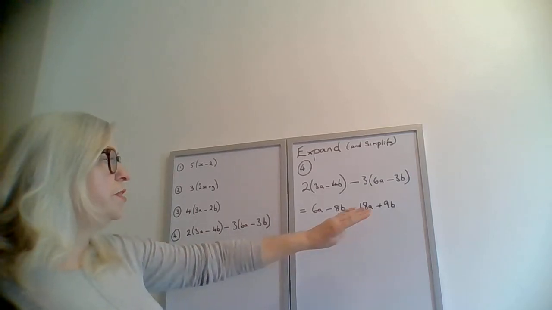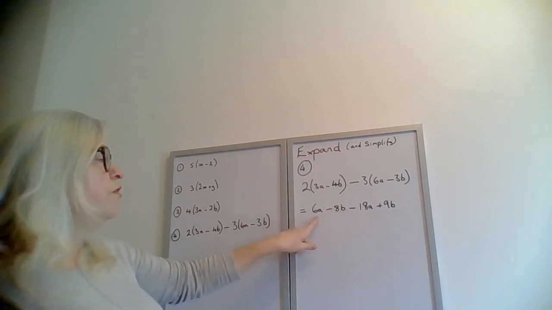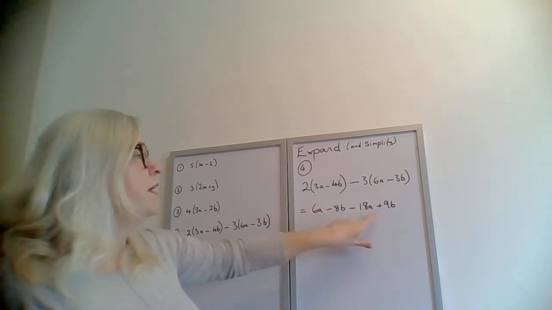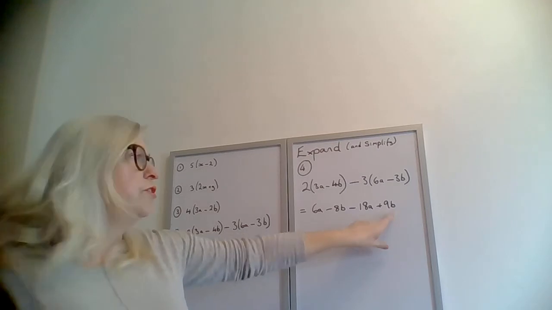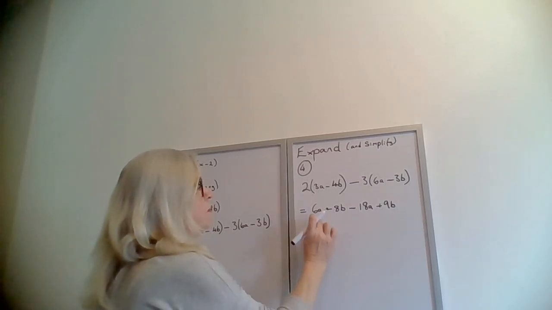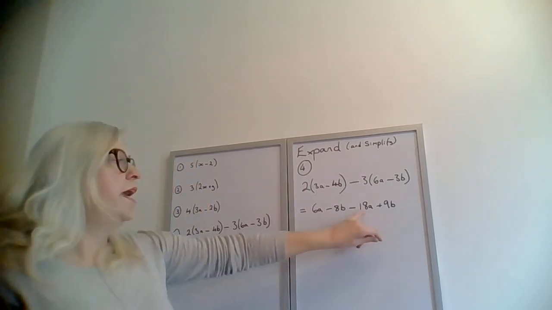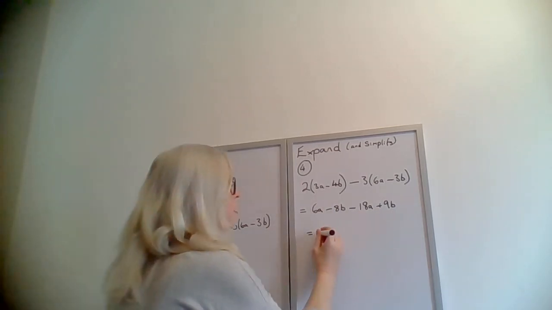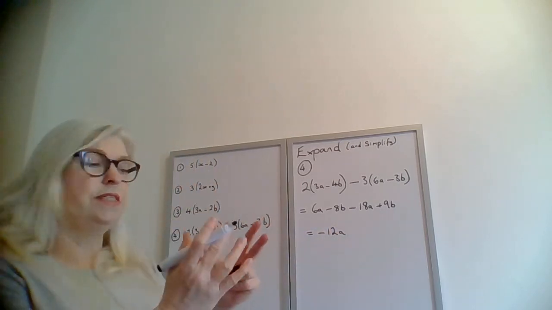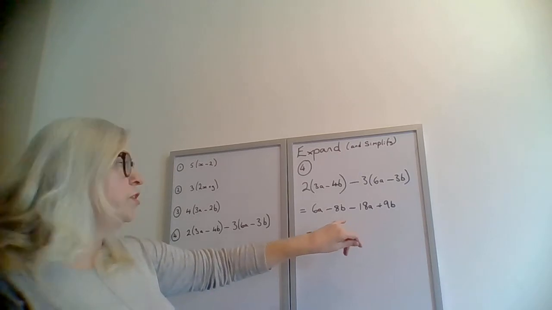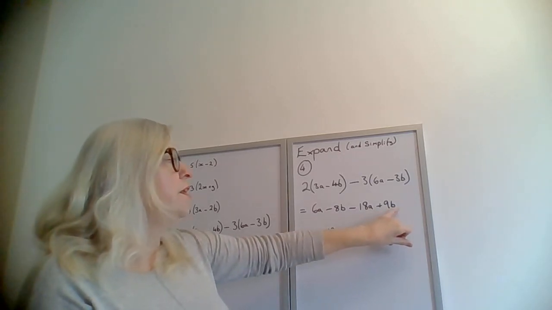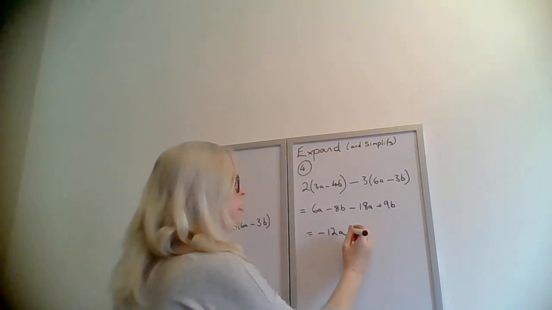What we now need to do is simplify, because if you look, we've got a 6a and we've got a minus 18a. We've got a minus 8b and a plus 9b. So we need to collect those terms together to simplify it. Okay? So now 6a minus 18a is going to give us minus 12a. That's collecting together the terms in a. Let's collect the terms in b now. We have minus 8b plus 9b. That's going to give us plus b.